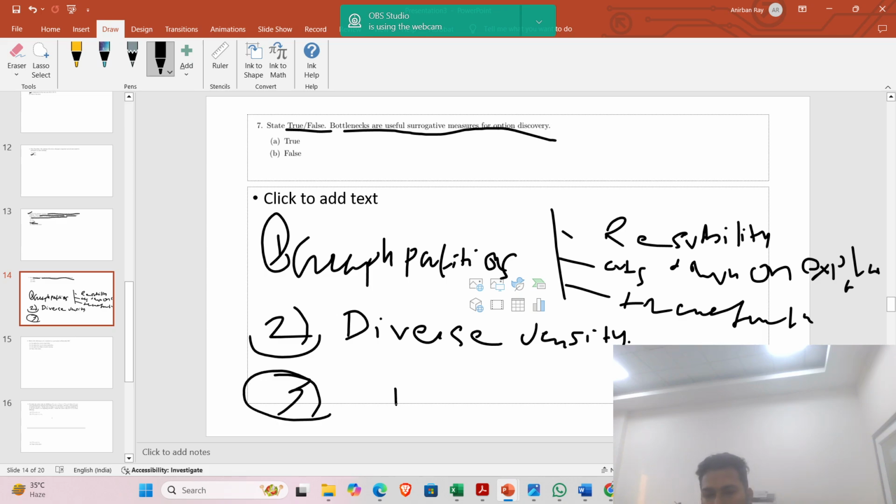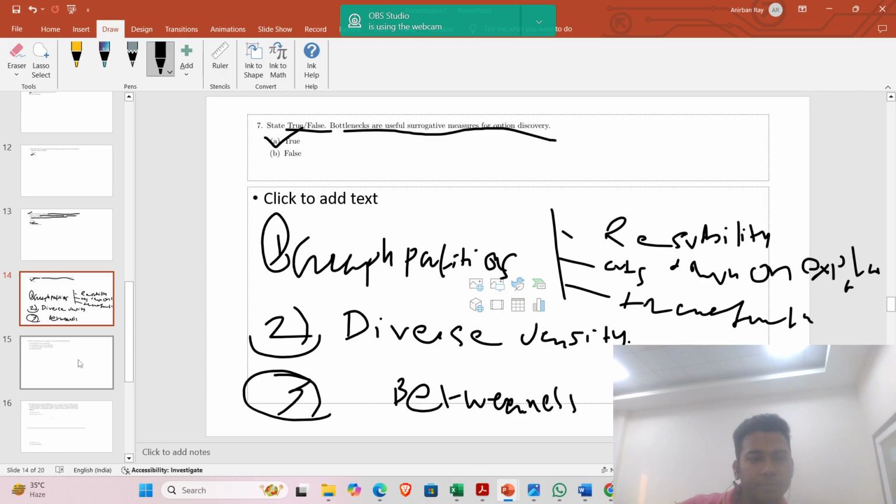Number three is betweenness. If a node is connected to more shortest paths, then select that node as the option. We call that a bottleneck. So bottlenecks are useful surrogate measures that help in option discovery. So that is true.